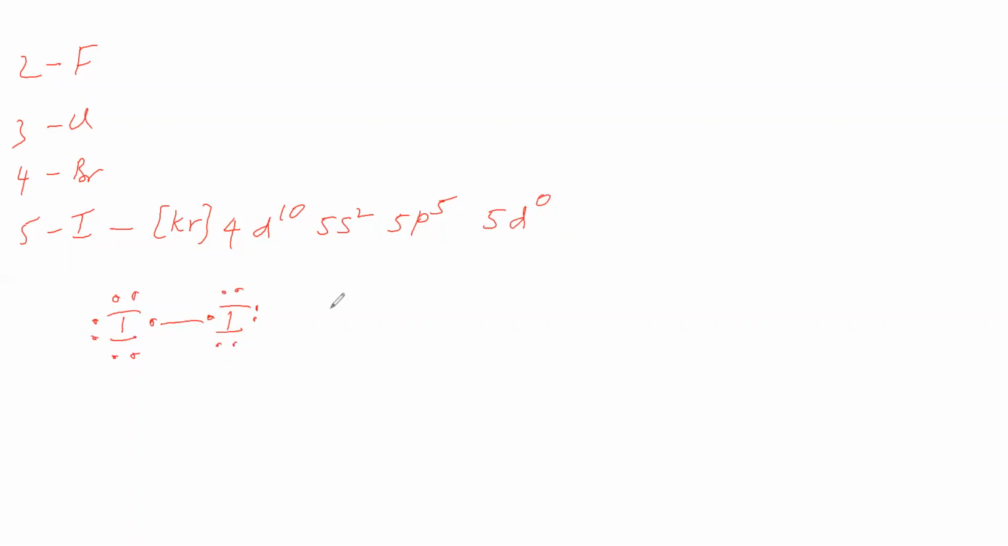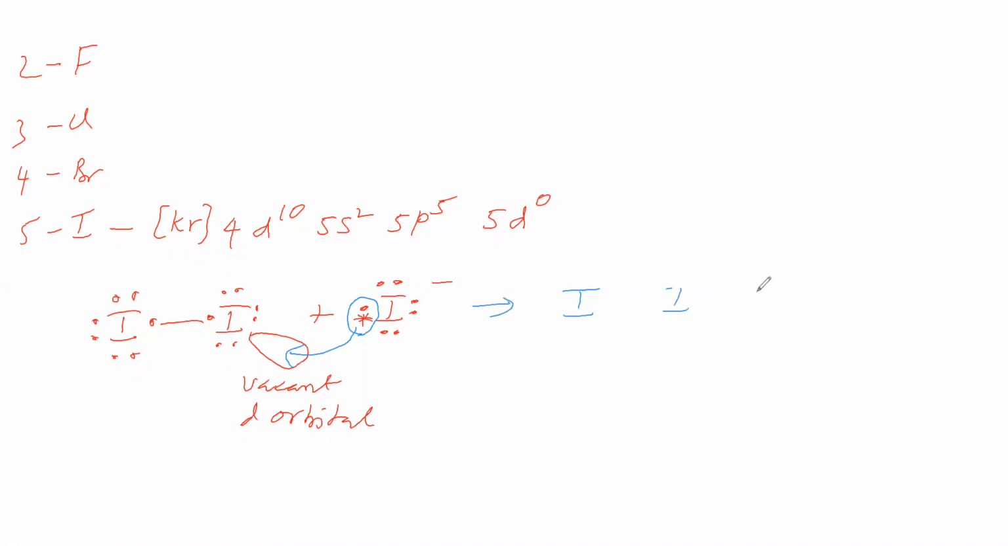Now a bond is there. Now I minus will take part. Iodine has 7 electrons in the valence shell, and due to the negative charge, another electron, the 8th electron. Now this iodine has a vacant d orbital in its valence shell. Due to the vacant orbital, this lone pair is overlapping with that. Now how the structure will be, we'll see.